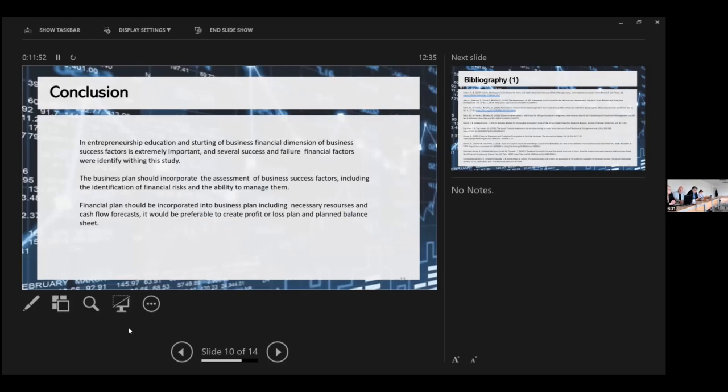And yes, in accordance with my task, what could be put into the financial plan. Firstly, it's necessary to put necessary resources and revenue forecasts and create this cash flow forecast, but it would be preferable to add also a profit and loss plan and a planned balance sheet. It's for further research. And here you see also the bibliography.